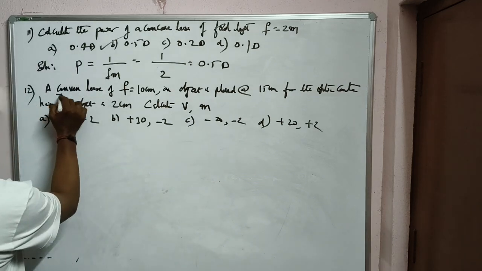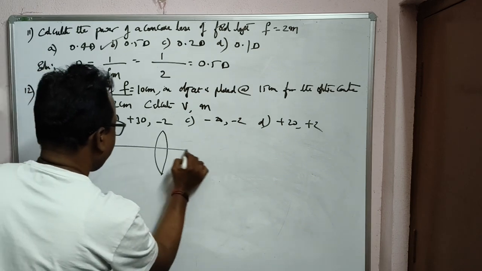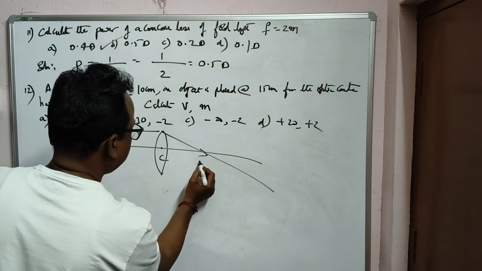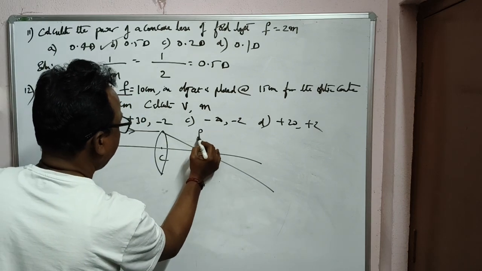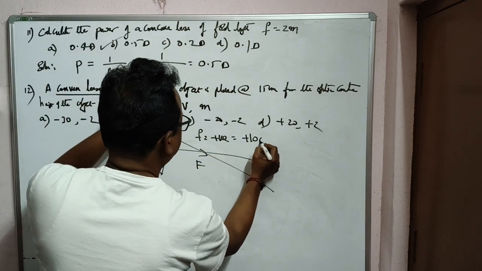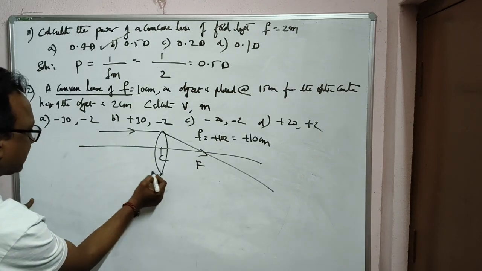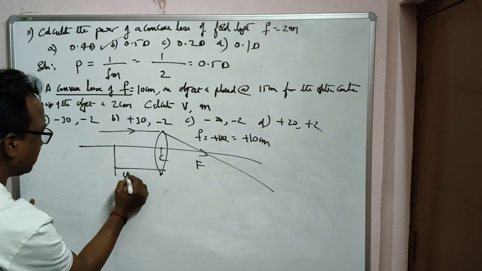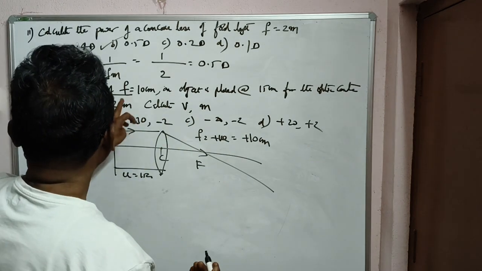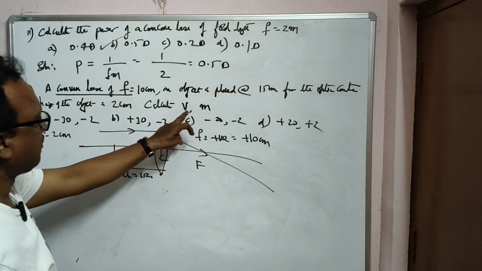A convex lens of given focal length. I told you in the beginning, convex lens means this is the optic center, light will be coming and going like this to focus. So here the focal length is positive, that means plus 10 centimeters. Object is placed at 15 centimeters, so U is minus 15 from the optic center. And the height of the object is given, HO as 2 cm. Now he is asking what is V and M.